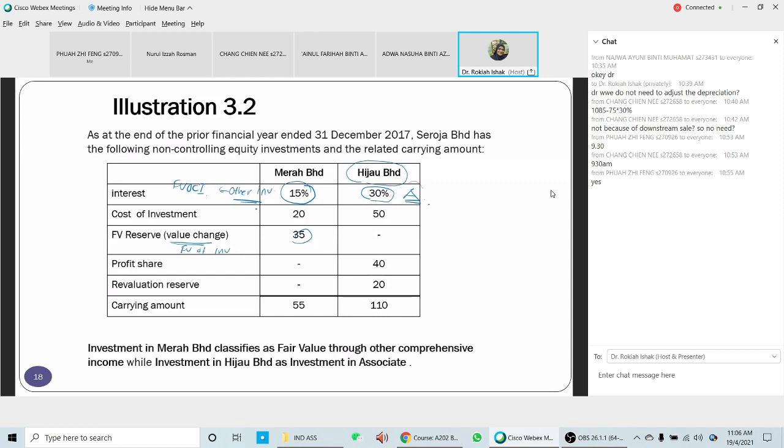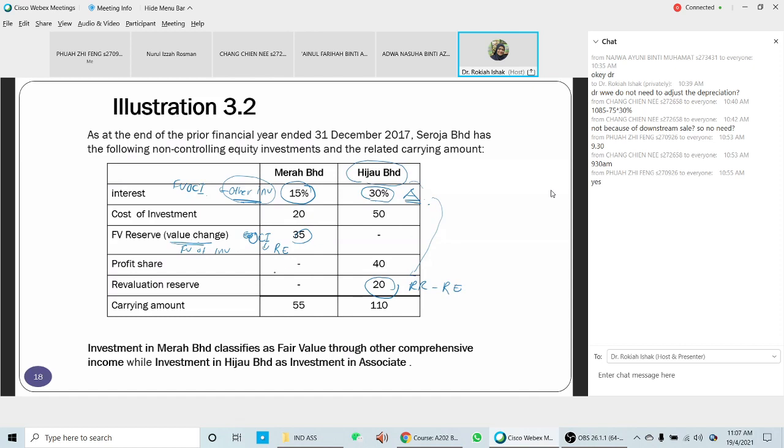The first one, you have other investment. So for other investment, when you have a value change here, we need to transfer from other comprehensive income to retained earnings. And then this one is associate. So for associates here, you have a revaluation reserve, and this revaluation reserve needs to be transferred also to retained earnings. So we analyze how we're going to treat this based on the percentage of shares that you own, and the type of investment, either other investment or associate.